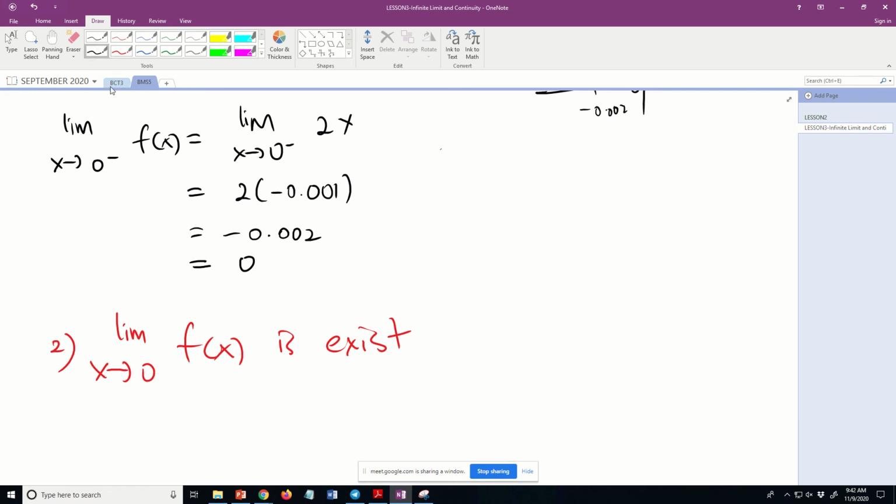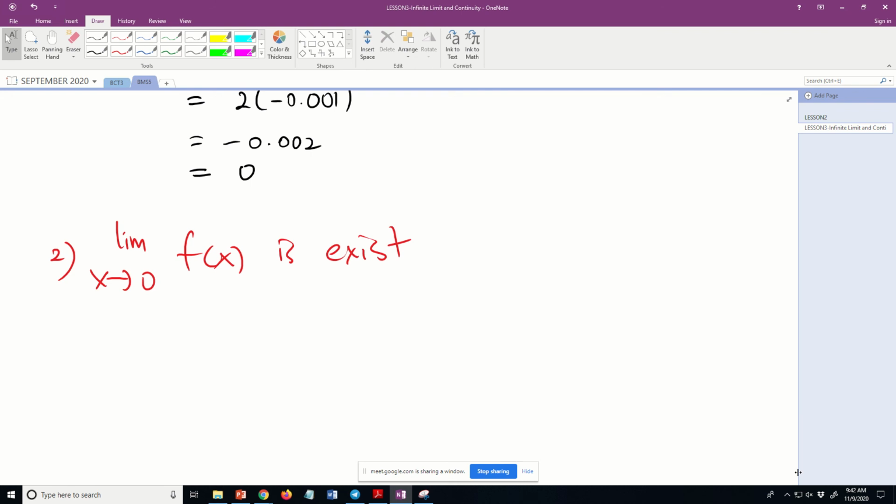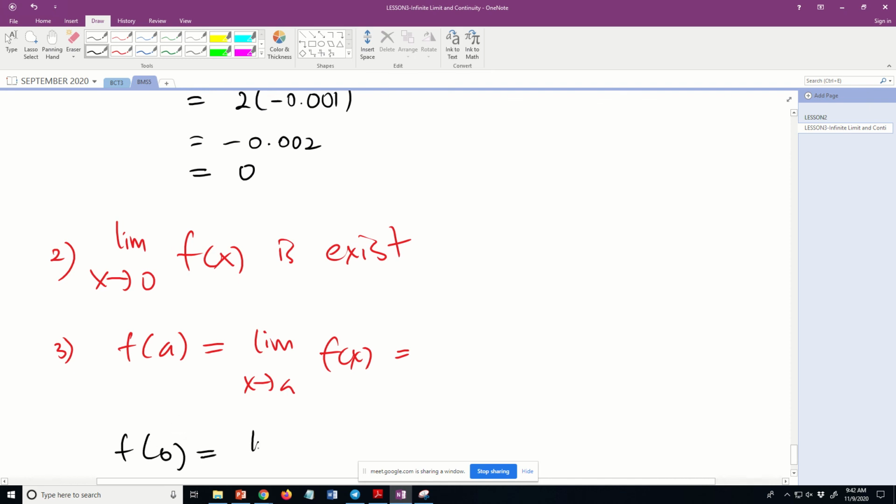Okay, now I'll go for number 3. Number 3 is what? Of course lah, number 3 definitely you know the answer lah. So number 3 definitely fa equal limit x approaches a for function fx, equal kalau sama lah. Okay, sekarang dalam kes kita dia jadi apa? f0 equal limit x approaches 0 for function fx equal to 0. So dia sama lah. So bila sama, maksudnya condition 3 pun yes.